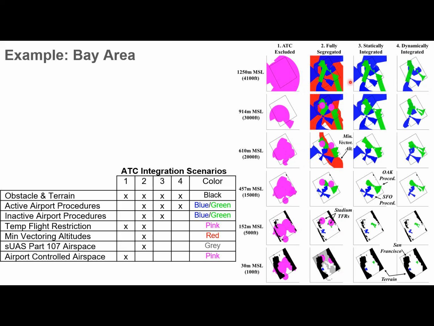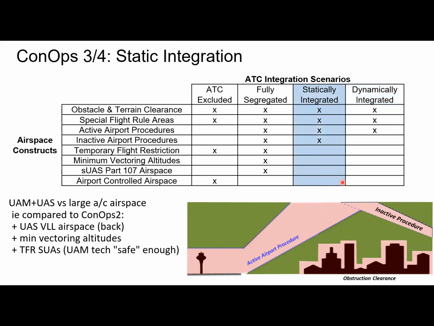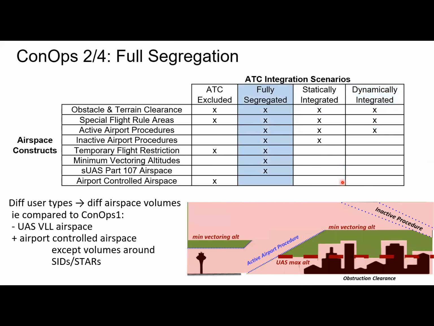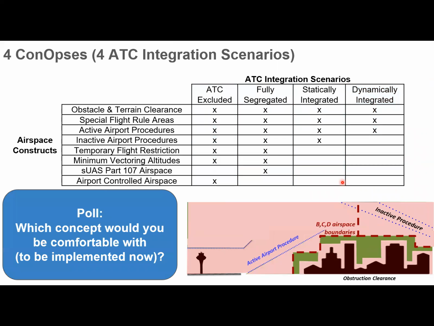The procedures take a lot of space. But if you go into more and more integrated ConOps, then you can see that actually you may have some airspace left for the drones and UAM also at high altitudes. Okay, so just flashing back through the four concepts: full integration, only don't fly through the active procedures, don't fly through the procedures, be fully segregated, or basically do business as now.